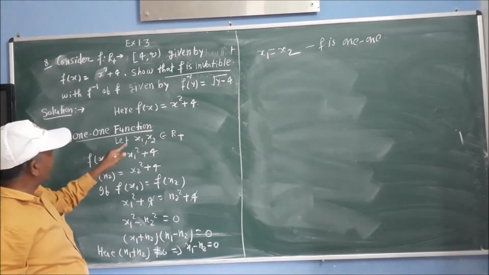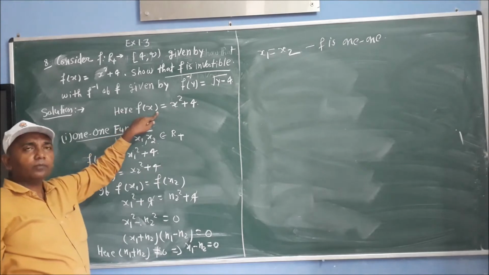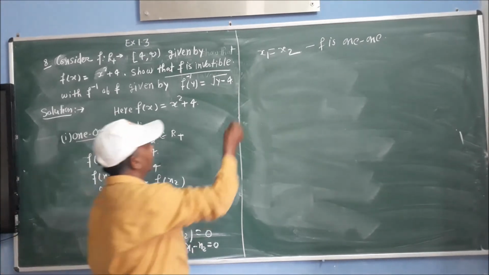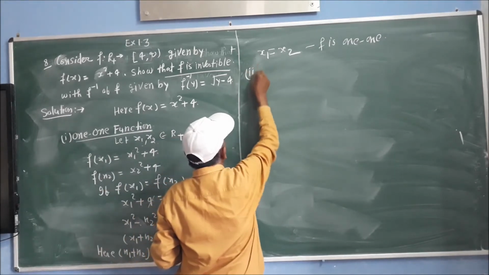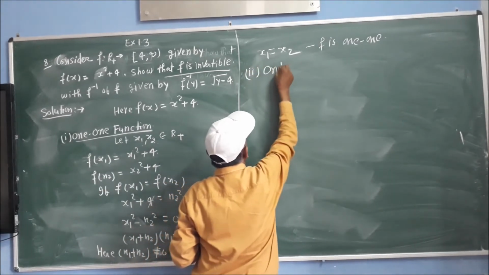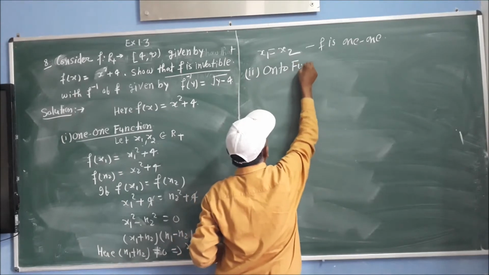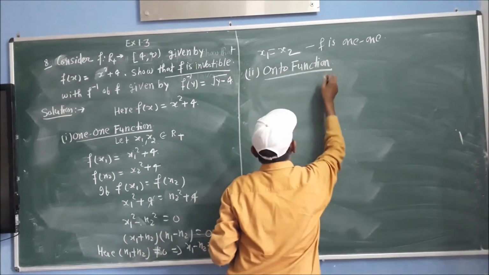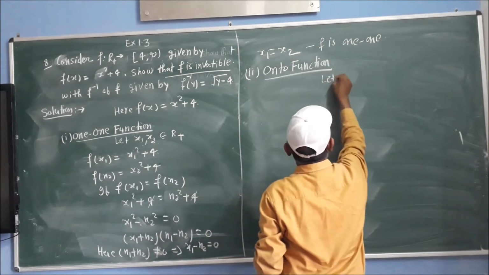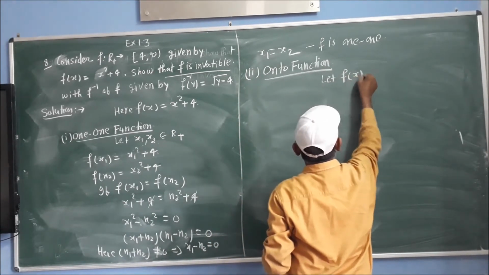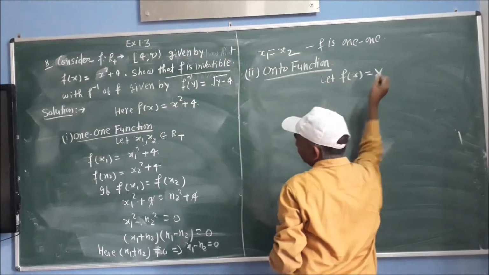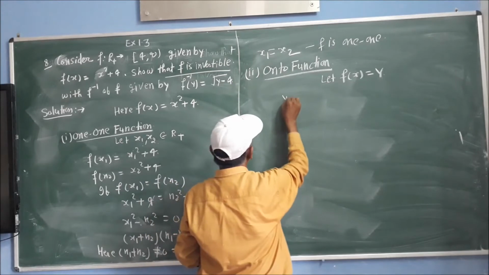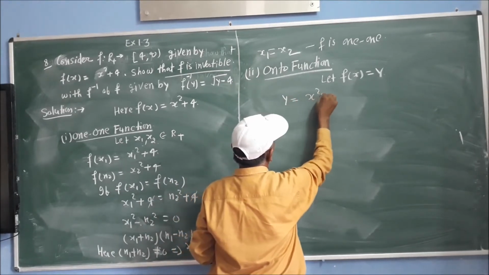After that we have to show that this function f(x) is an onto function. The second thing is that you have to show that this is onto function. To prove that this function is an onto function, first you let f(x) is equal to y. So this can be written as y is equal to x square plus 4.